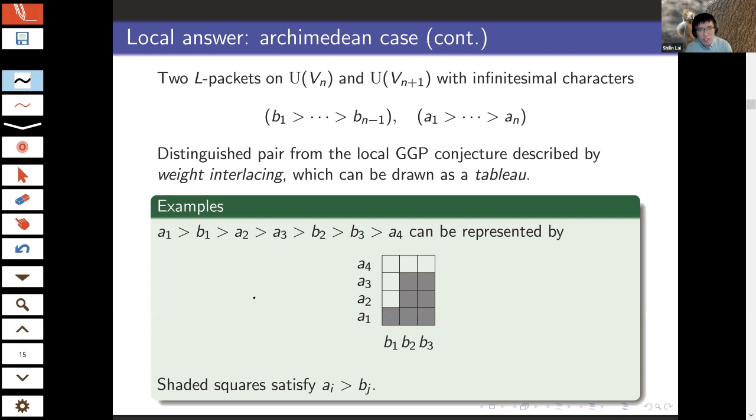This is determined by a kind of weight interlacing. Let's just do an example where n is 3. The shaded squares are those which satisfy a_i is greater than b_j. So because of this, we are shading this square here. Therefore, we need to shade any squares to the right. Because a_3 is bigger than b_2, we also have a_2 is bigger than b_2, so we need to shade it downwards. So you get this kind of shape, which is a staircase, which some people, Michael Harris also, call a tableau. Basically a set which is closed to the right and going down.